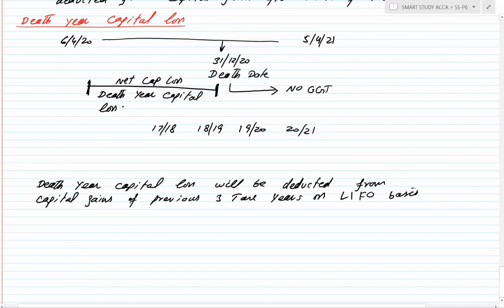This means the loss will be deducted first of all from 19-20. So the gain of 19-20 will be reduced and you will receive a refund from HMRC. Then if the gain is insufficient to cover this loss, the remaining loss will be deducted from 18-19 and then the remaining loss will be deducted from 17-18. This is called LIFO basis.